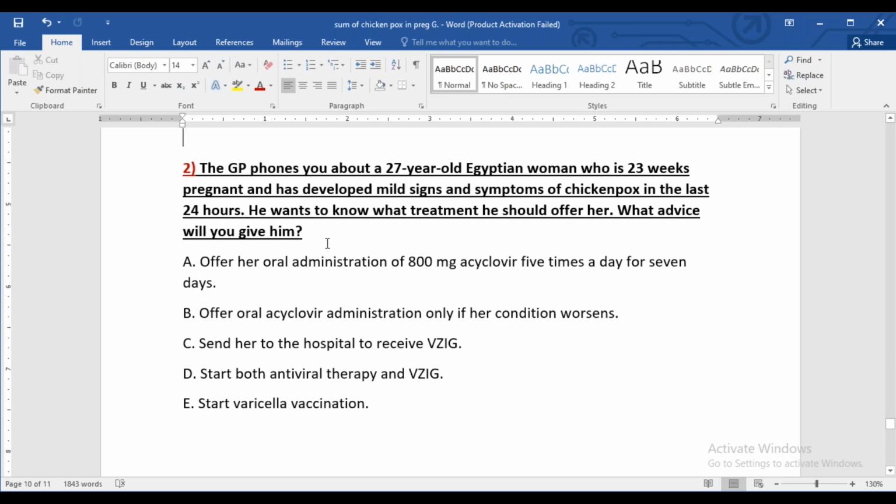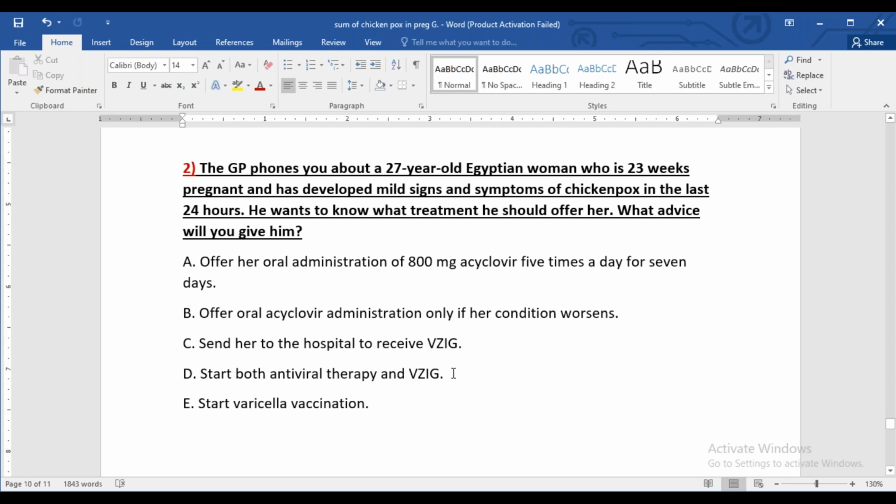Offer her oral administration of 500 milligram acyclovir 5 times a day for 7 days. Oral acyclovir administration only if her condition gets worse. Send her to hospital to receive Varicella Zoster Immunoglobulin, start both antiviral therapy and Varicella Zoster Immunoglobulin, start Varicella vaccination. We will give her acyclovir, no chance for immunoglobulin.